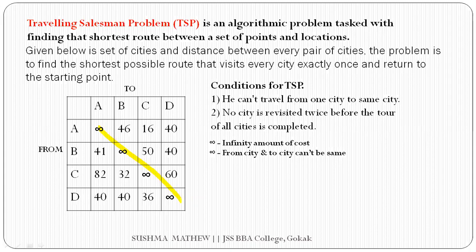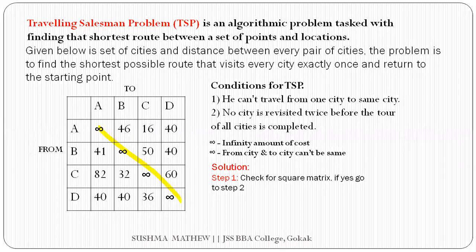So the conditions of the traveling salesman problem are: first, he cannot travel from city A to city A, and second, suppose he starts from A, goes to city B and then comes back to A. That he cannot do. When he starts his journey, he should cover all the cities and only then come back to A. That should be the ultimate aim of this traveling salesman problem.